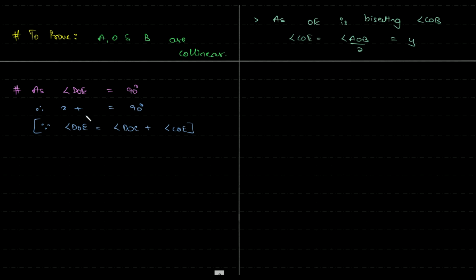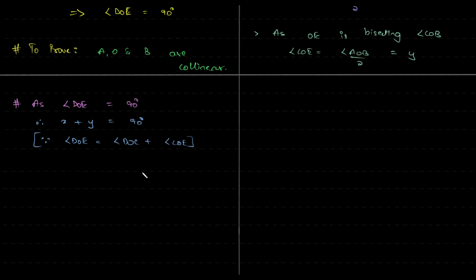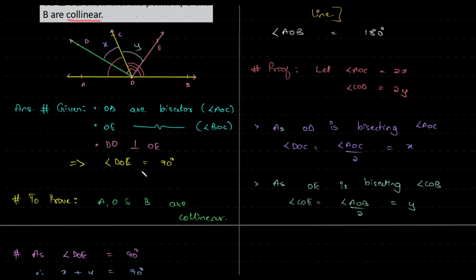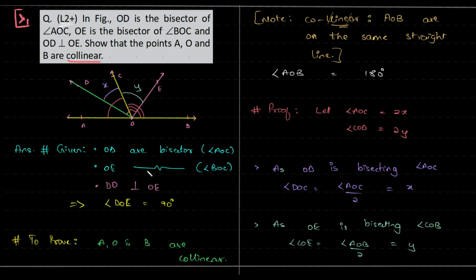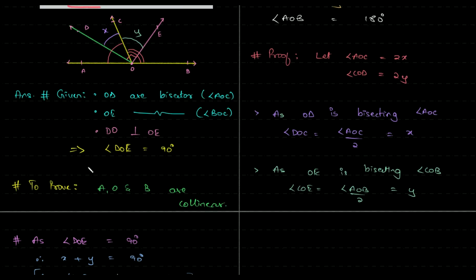How can we make use of this now? You guys have to figure out this. How can I make use of all of this working? I'm just a step away from proving that AOB is 180 degrees. Okay, done? Thought about it?